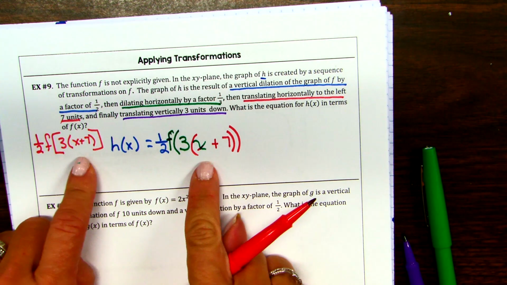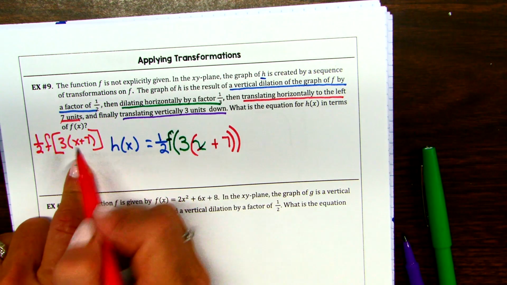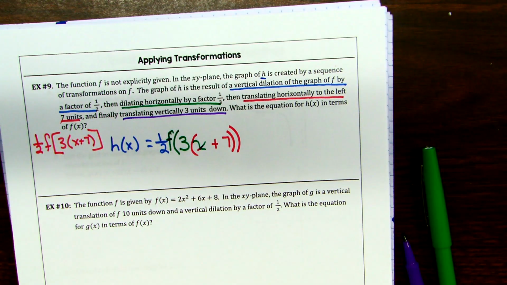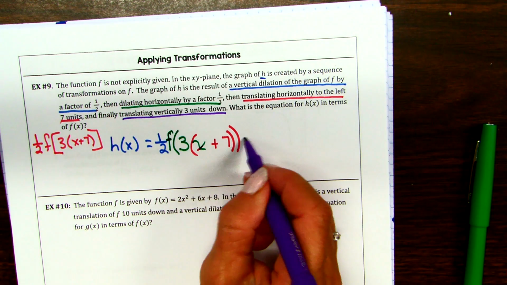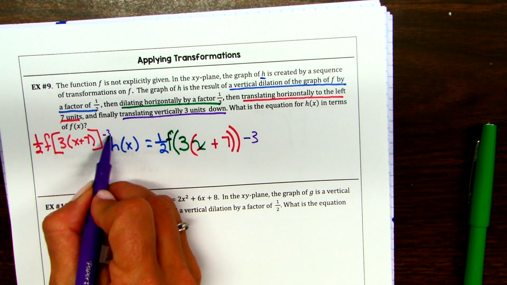But I just want you to know you can see double parentheses, or, really proper is, if you've already used parentheses, the next level would be brackets. But we're not that fancy. We don't care that much. And then, like you guys said, vertically, that's on the outside. We know that. Down 3 would be a minus 3 at the back.